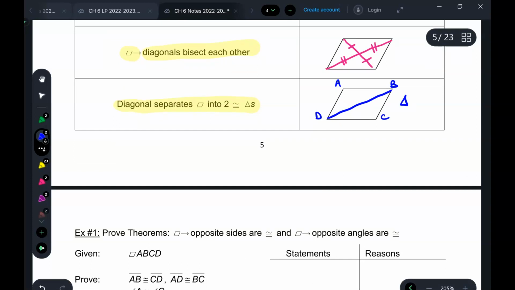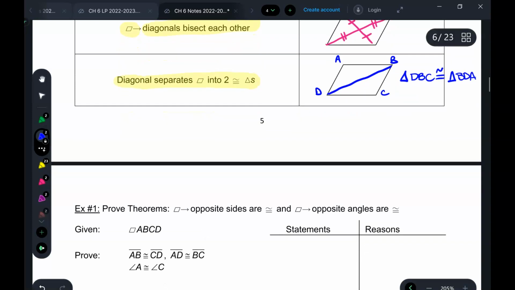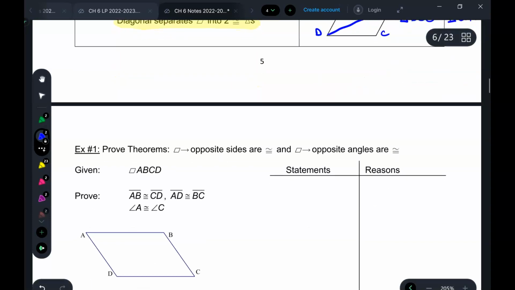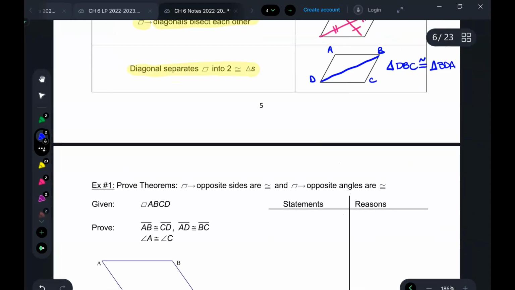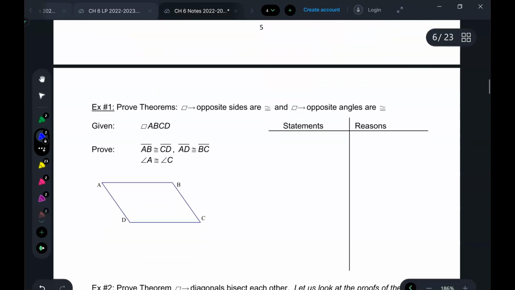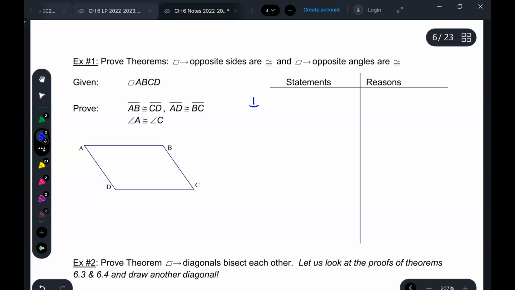What two triangles would be congruent here? DAC, DBC, and BDA. Do we agree? It's got to be BDA. And if we drew the other diagonal, then the other two triangles would be congruent to each other.